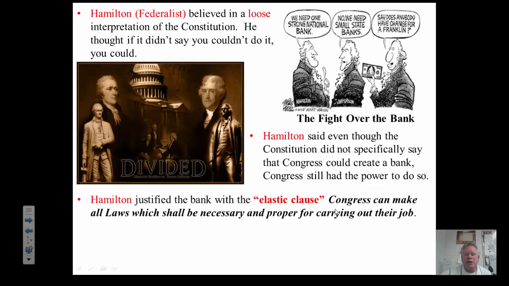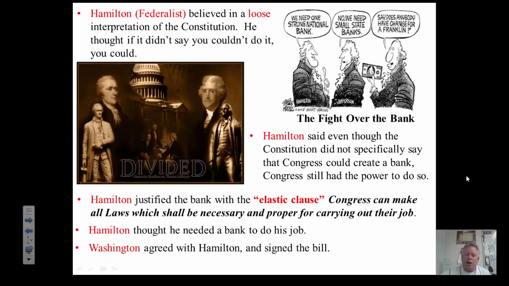The elastic clause again basically says Congress can make all laws which shall be necessary and proper for the carrying out of their job. It's kind of a powerful clause in the Constitution, and it makes the federal government very powerful. Hamilton thought he needed a bank to do his job, and Washington agreed with Hamilton, so they signed the bill.